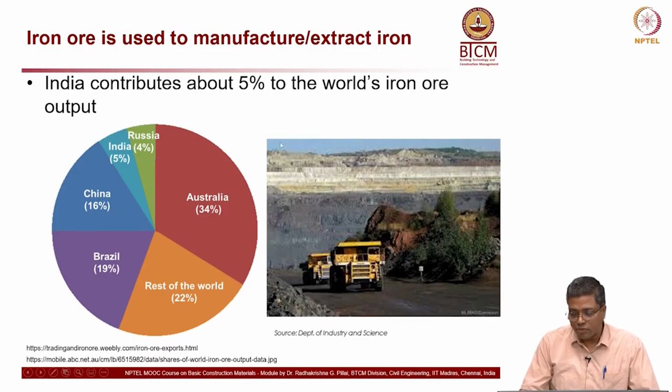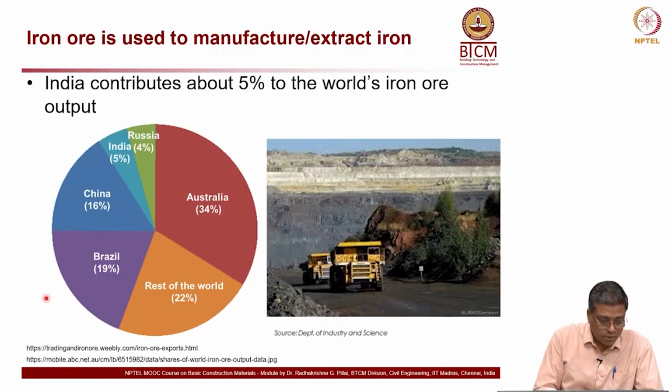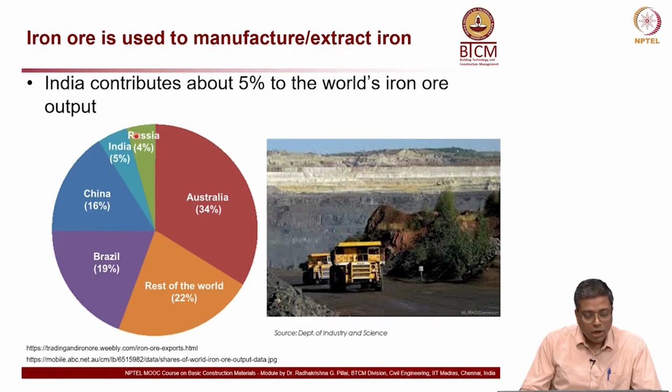This is a photograph of a mine in Australia, and you can see this pie chart on the left side, which shows the contribution by various countries towards iron ore extraction. You can see that Australia plays a major role, about 35%, and India supplies about 5% of the total iron ore produced in the world. So, we are not a small player; we definitely have a significant stake in this.